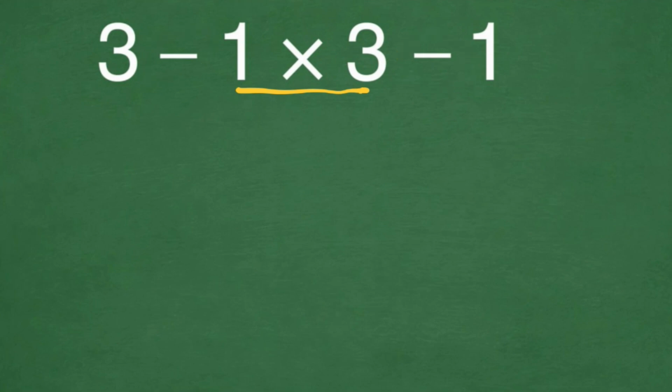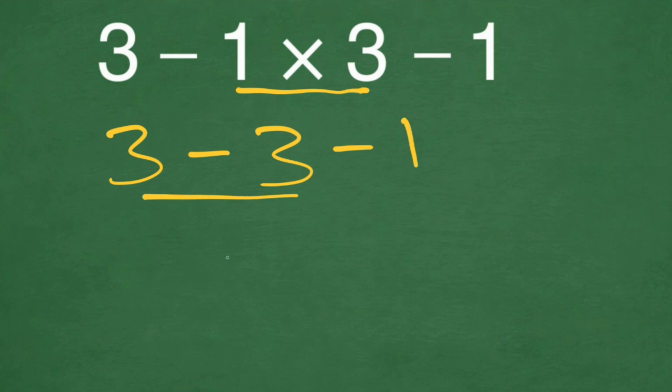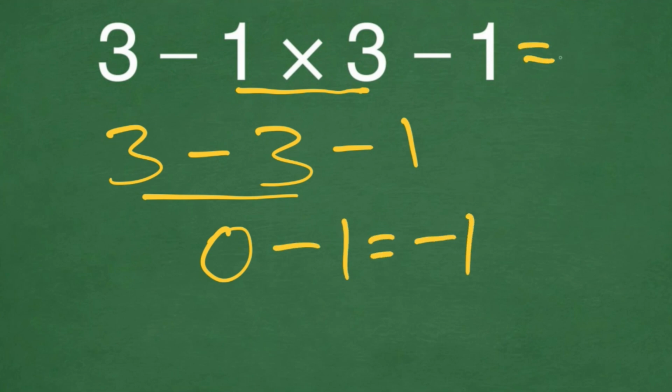So 1 times 3 gives us 3, and the problem becomes 3 minus 3 minus 1. So 3 minus 3 gives us 0, and 0 minus 1 is equal to negative 1. So the final answer to this question is negative 1.